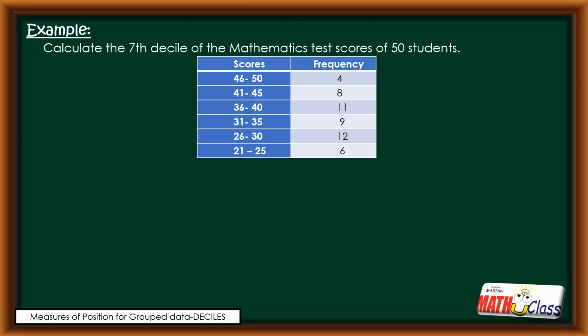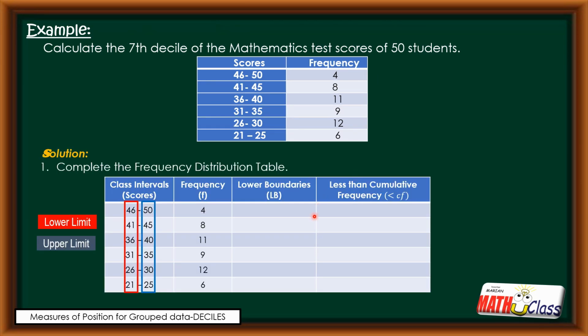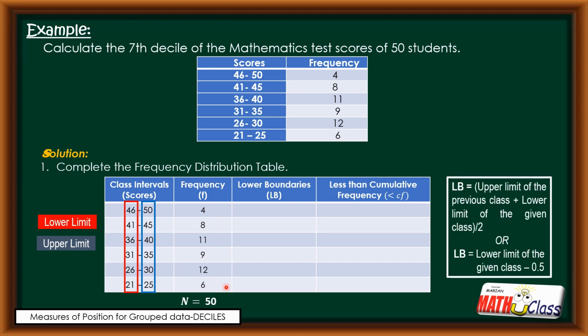So for the first step, we need to fill in the remaining rows in the lower class boundaries and less than cumulative frequency columns. In addition, we have to find the value of n, or the total frequency. The value of n is 50 after summing up all the entries in the frequency column. Next is to get the lower boundaries. The simpler way to do it is to subtract 0.5 from the lower limit of the given class.